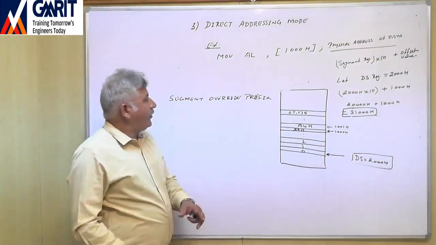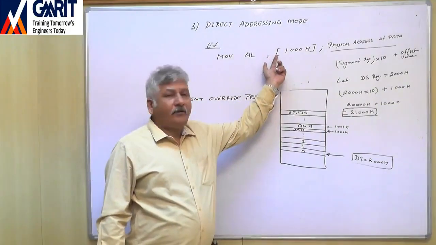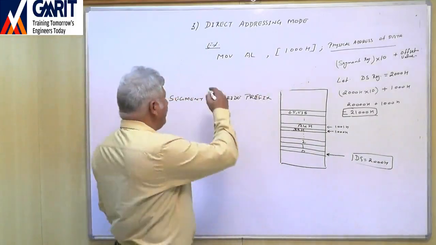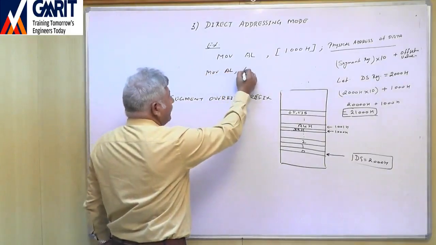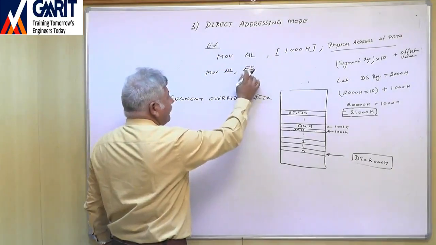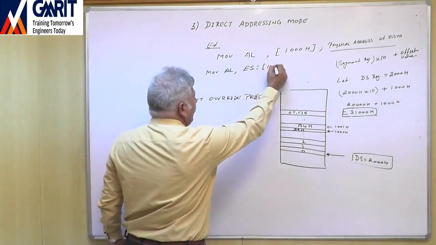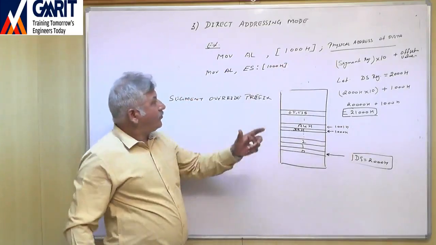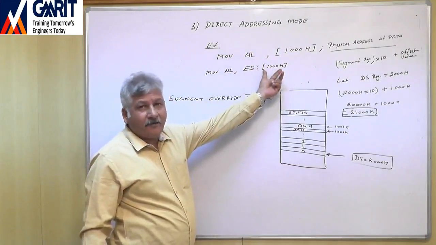So we can use the segment override prefix just before the offset address, right? For example, MOV AL, ES:1000H. Now if this is the instruction, again this is a case of direct addressing mode because the offset address is given with the instruction.